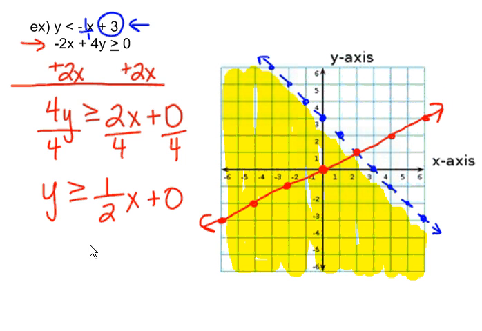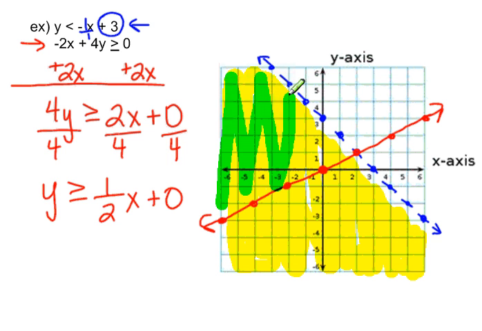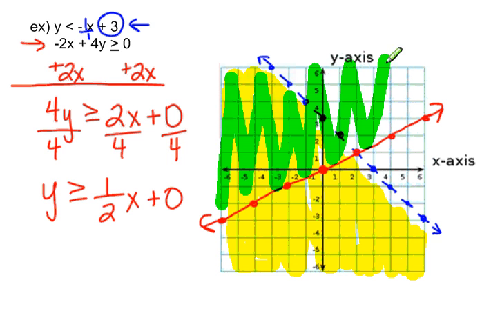Let's look back at the inequality again. Y is greater than or equal to. So we have to decide where we are going to shade. Y is greater, so you would shade above this line. Above this line. Which looks a little something like this.